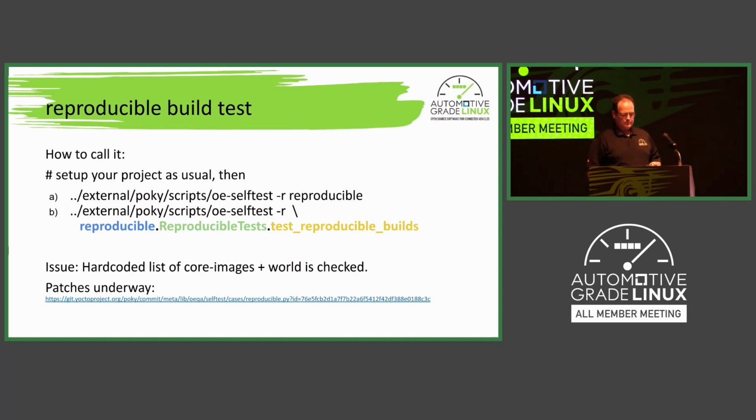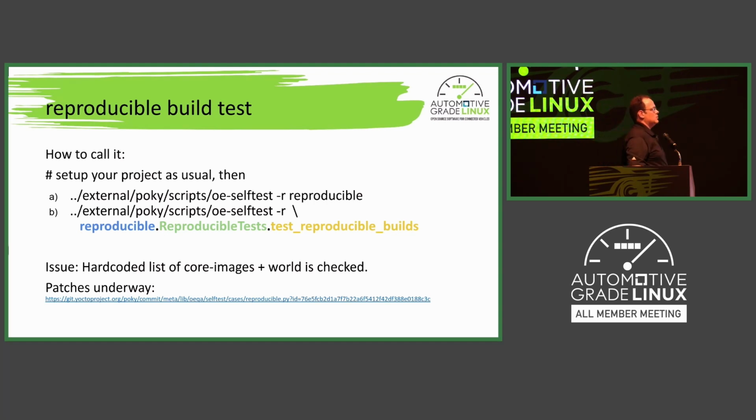Now, this is still tailored towards OpenEmbedded-Core, right? So it will essentially test core-image-minimal, and I think core-image-sato, good question, I think Weston and world. World is a special word because it means all existing packages. So that's like a wildcard.